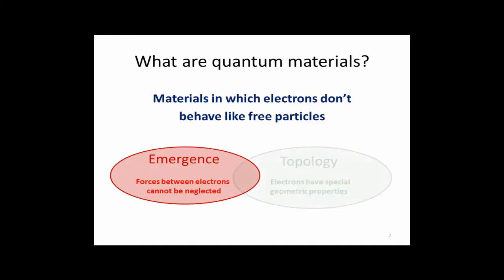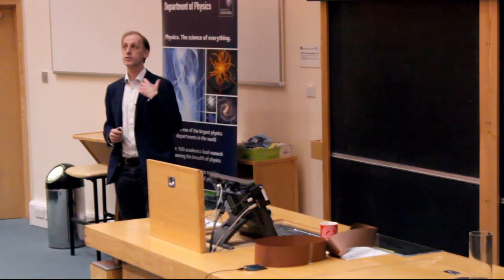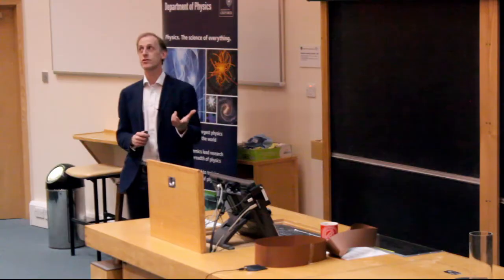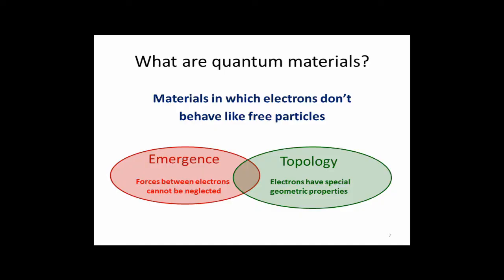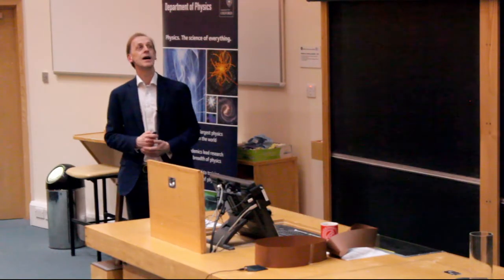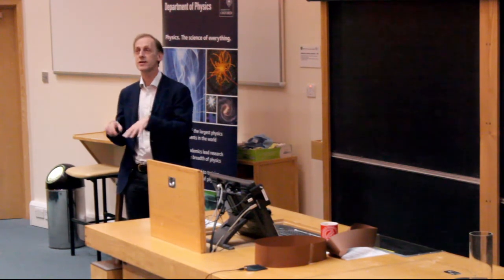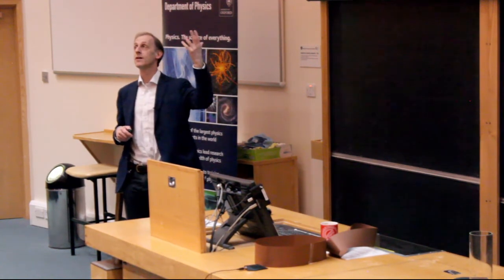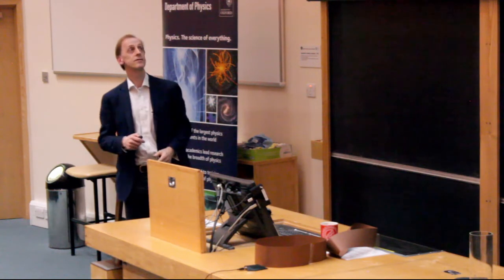And the other class of quantum materials are called topological materials. These are materials where the geometry of the electrons, or the geometry of the electron's wave function, to be precise, is not the same inside the material as the geometry of a wave function in free space or in empty space.